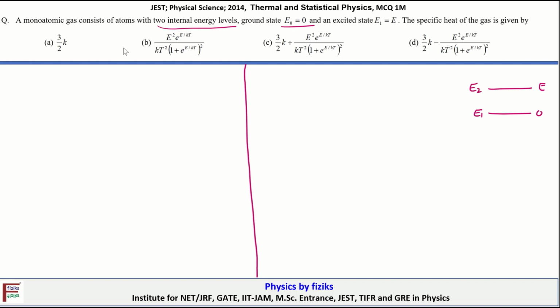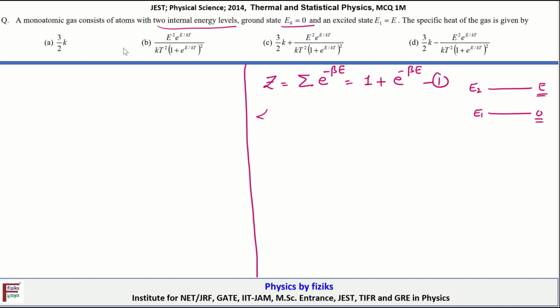In order to obtain the general expression for the specific heat, we must know the variation of energy with temperature, and the energy of the system can be calculated with the help of the partition function. The partition function for the given system is the sum of exponential minus beta E. We have only two terms here, one corresponding to energy 0 and another corresponding to E. So Z equals 1 plus exponential minus beta E. That's the partition function.